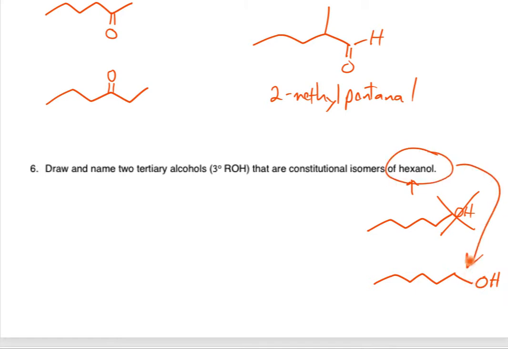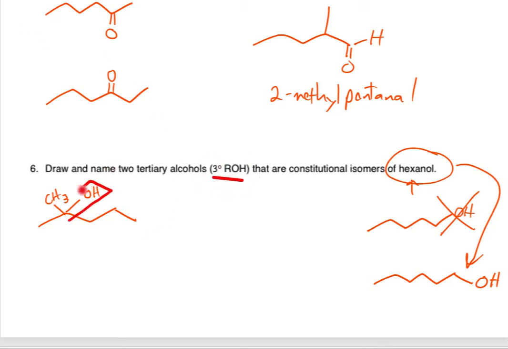I still haven't answered the question. Now what I need to do is, I have an OH group. I not only have to move it to the middle here somewhere, but also have to branch around that middle to where there's 3 carbons attached to the carbon of the alcohol functional group. So what that's going to look like is something like 1, 2, 3, 4. Actually, I can go 5. OH and then 1 methyl group. All right, that is a tertiary alcohol.